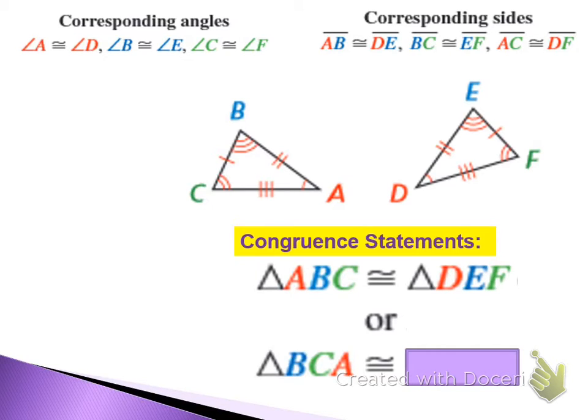What if I said triangle BCA? What would it be congruent to? EFD. You're correct. Here's why this matters so much. So you're not writing this down. I'm just showing you why the order matters.